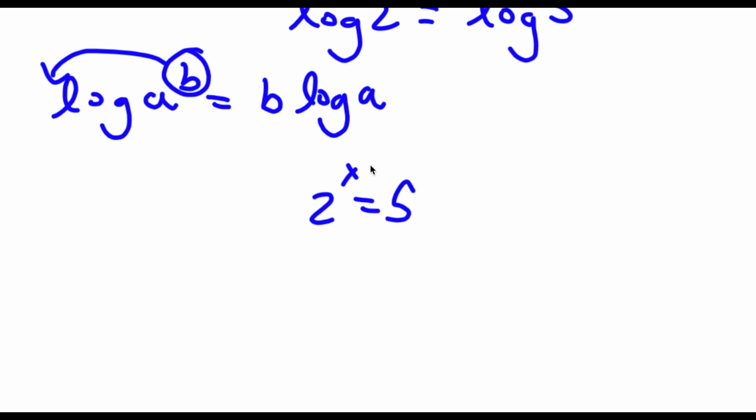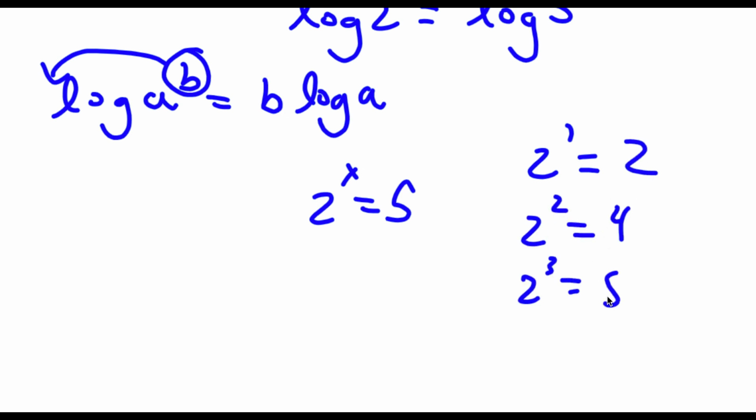And x here is an exponent. And it's going to be really hard to find the value of x without it being a normal term, because x is actually going to be a decimal here. 2 to the power of 1 is equal to 2, 2 to the power of 2 is equal to 4, 2 to the power of 3 is equal to 8. So 5 is somewhere between 4 and 8, so the value of x is going to be somewhere between 2 and 3, and it's going to be a decimal.